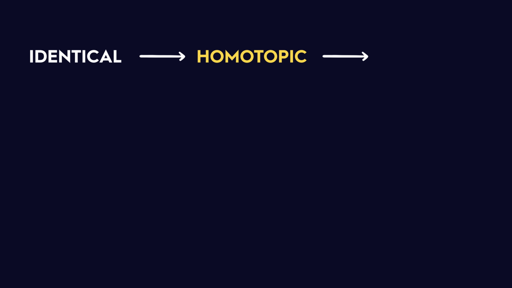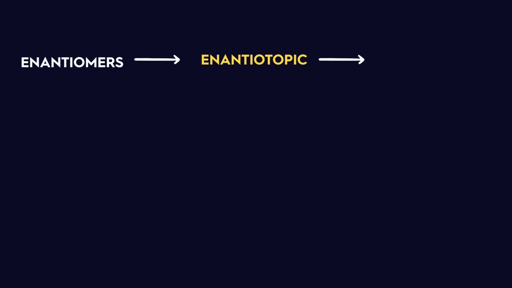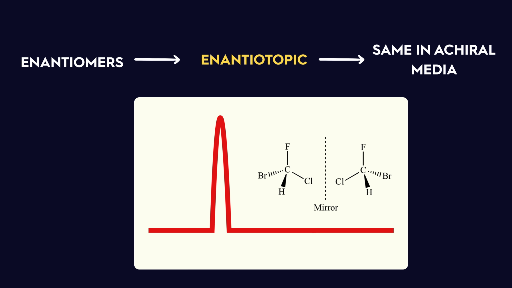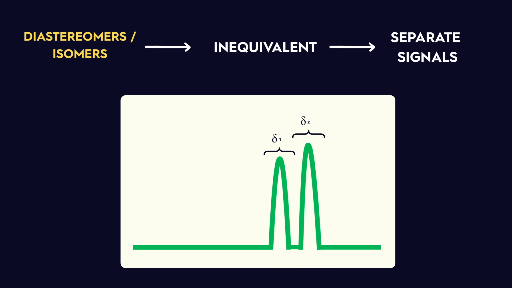To recap, if the substituted molecules are identical, the protons are homotopic and give one signal. If they're enantiomers, the protons are enantiotopic, equivalent in achiral media. And if they turn into diastereomers or different isomers, the protons are inequivalent, showing separate signals.